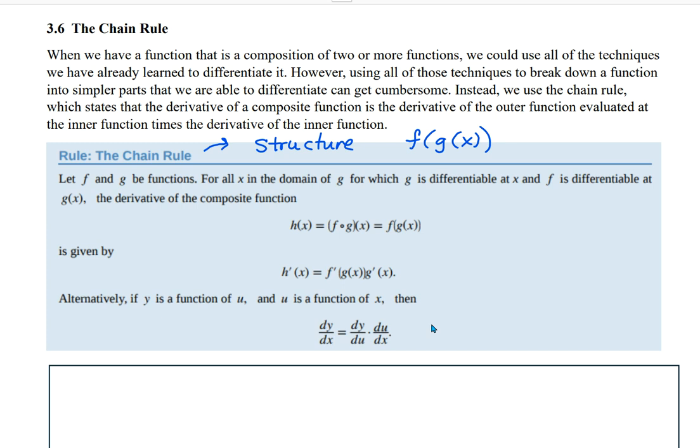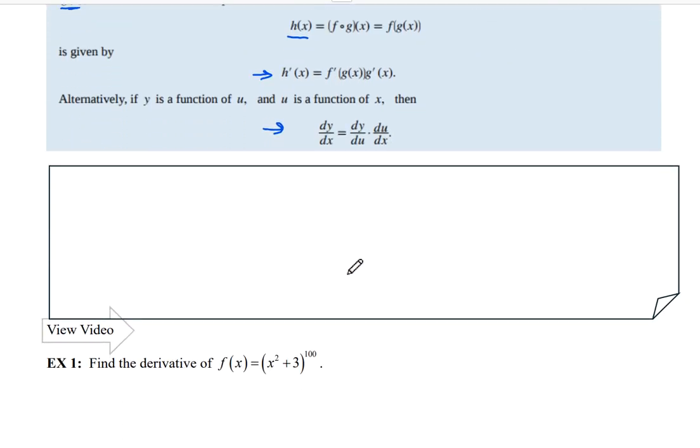Okay, so starting out, let f and g be functions for all x in the domain of g for which g is differentiable at x, and f is differentiable at g of x, which ends up being its input value. The derivative of the composition, which in this formula they're going to call h of x to give it one title, but it's the composition of f and g. So here's the normal notation, and here's the Leibniz notation. I'm going to elaborate on this a little and dissect it. So that's what's going on in this box.